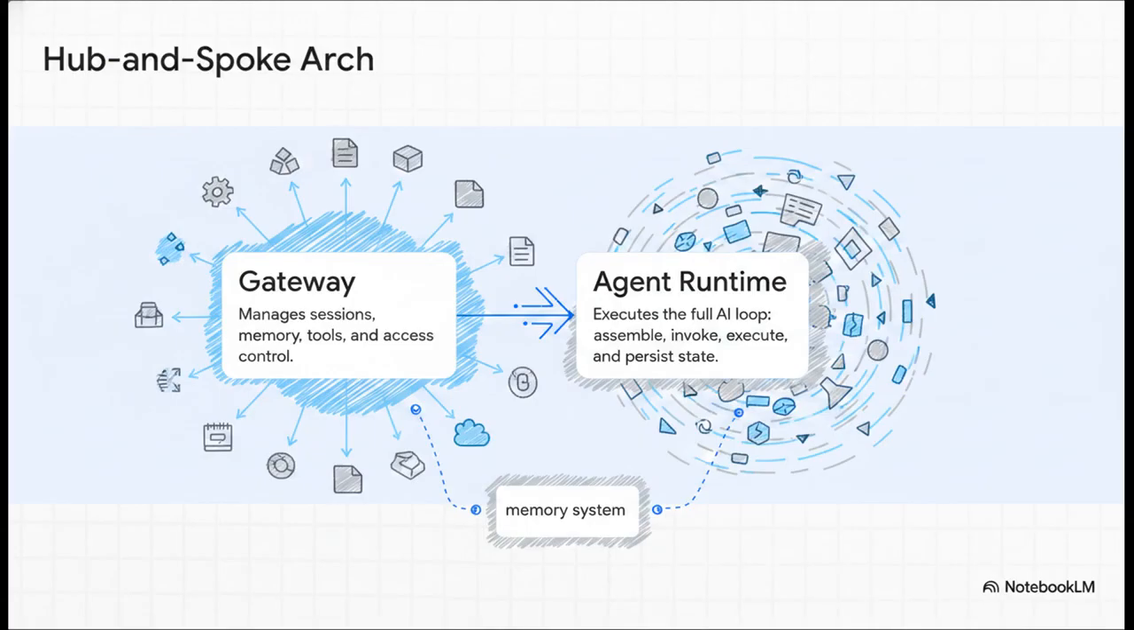Now, this philosophy is part of a much bigger picture. The memory system we're talking about is just one crucial piece of OpenClaw's hub-and-spoke architecture. You've got this central gateway that acts as the control plane. It's handling all the sessions, the tools, access control, all that stuff. And then you have the agent runtime, which is actually doing the AI work. The memory system just plugs right into this framework.